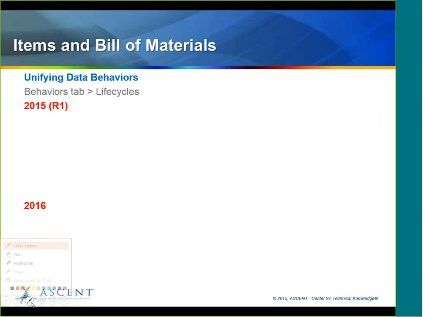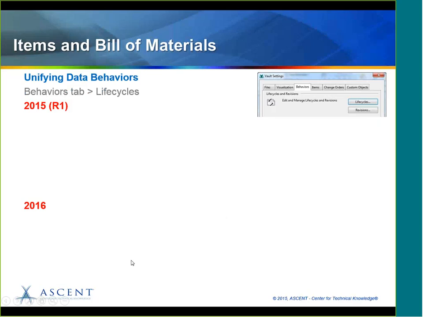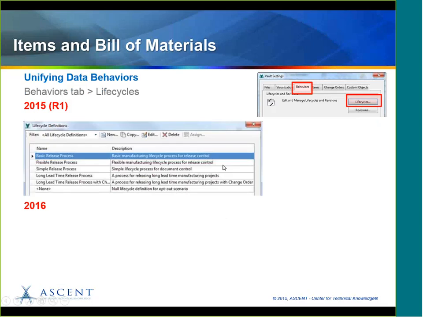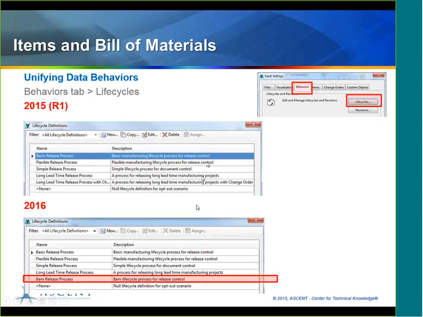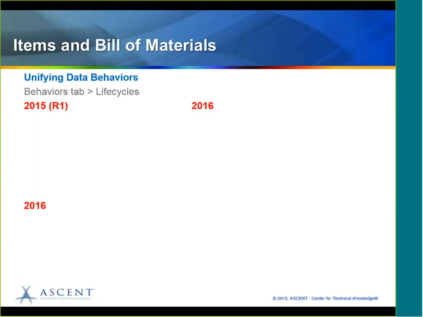I'm going to just do some clicking here. To explain the unification further and how it applies to the changes made in the guides, if we click on the Life Cycles button from the Behaviors tab, as shown up here, in 2015 R1 we saw this, and then in 2016 we now see the item release process added. Hope I didn't move on too quickly.